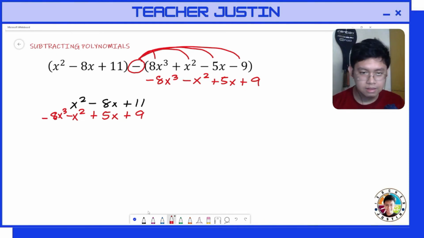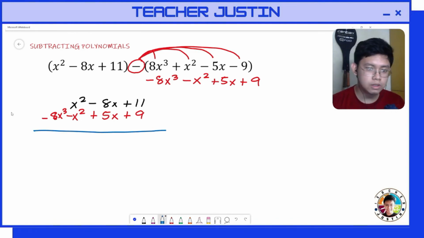Alright. Then, like I said, since we're going to combine like terms, the operation that we're going to use will be addition. So we're going to add like terms. So let's start first with negative 8x cubed. Since it doesn't have any partner, we will just bring it down. Negative 8x cubed.